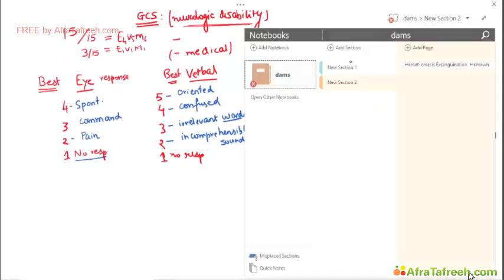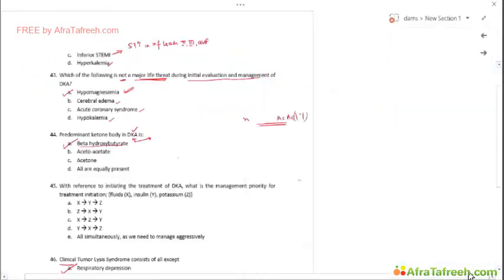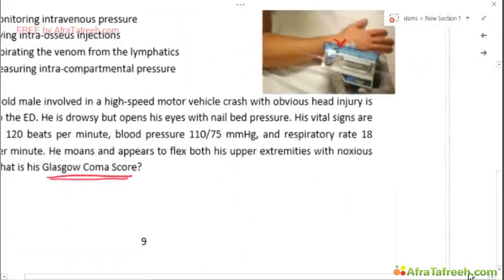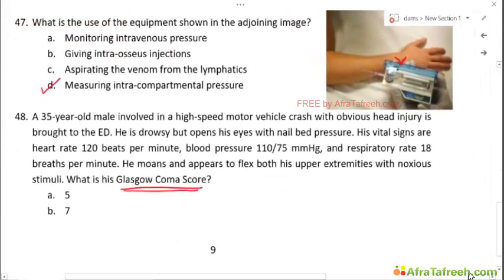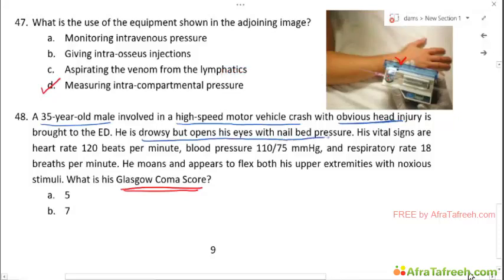Now we come back to our patient. Okay, so this is a high speed motor vehicle crash in a young male with obvious head injury. Okay, it's externally visible as well that there is some injury to the head and neck area. He is drowsy but opens eyes with nail bed pressure. This would account to E2. His vital signs are this and whatever.